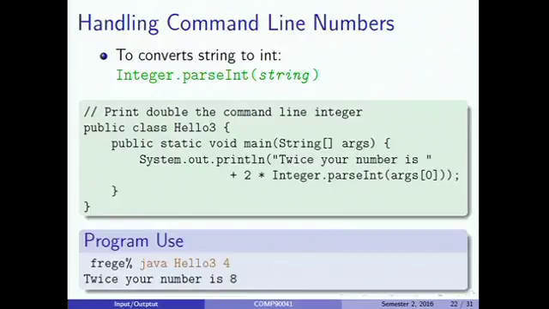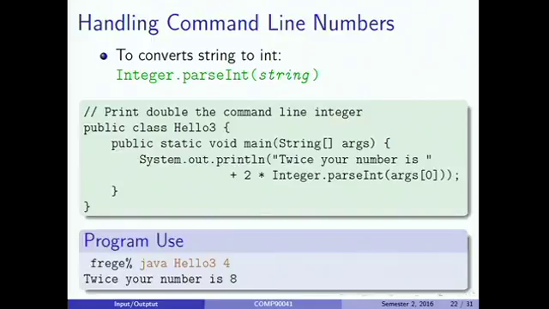That's all you do. So if I've got another hello, it's not really much of a hello, but anyway, it reads a number from the command line and prints out double it. The reason I double it is just to show you that it really is an integer. So I say "twice your number is", and then plus. Again, that's concatenation. 2 times Integer.parseInt of args[0]. So the first command line input, I'm going to turn it into an int, and then multiply by 2.